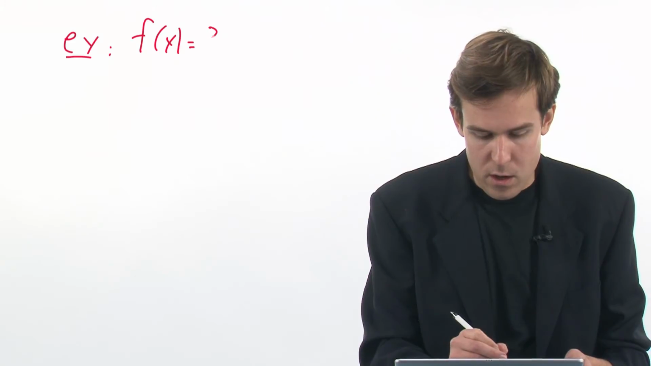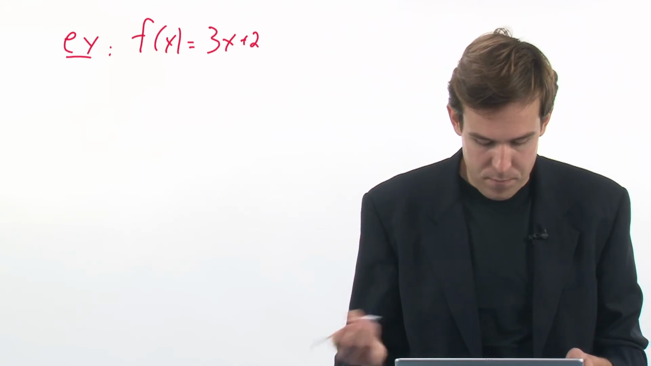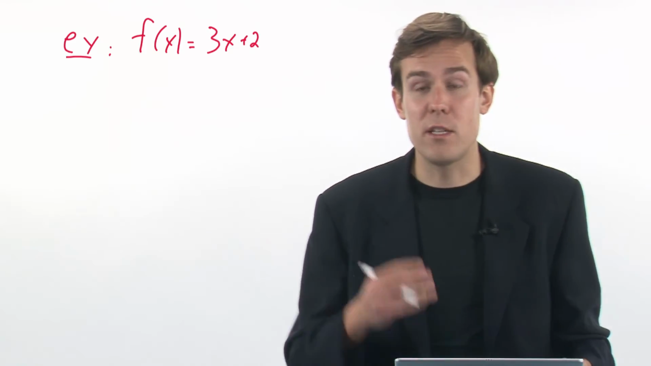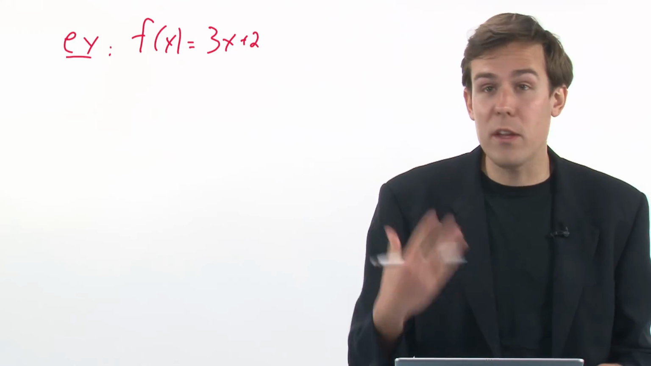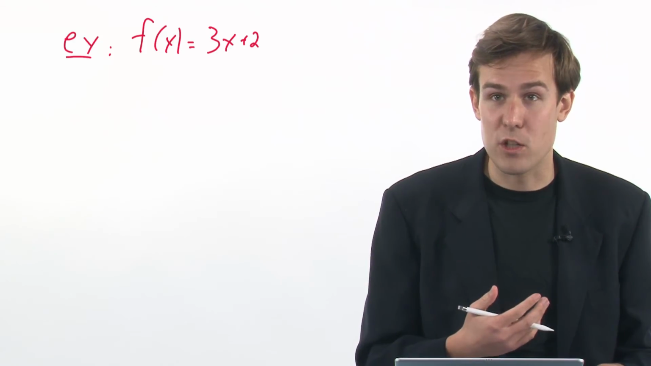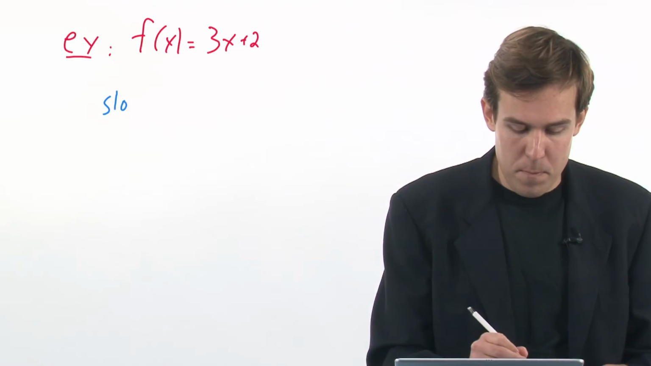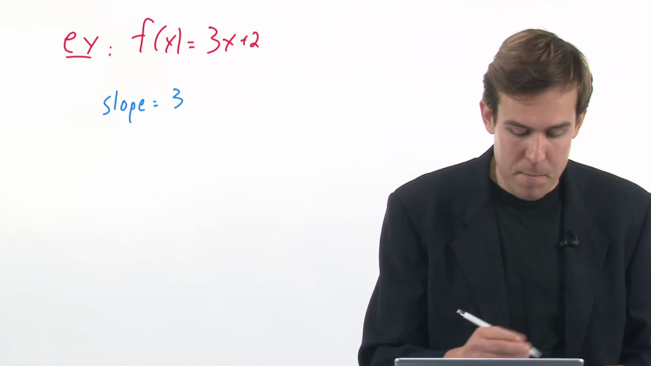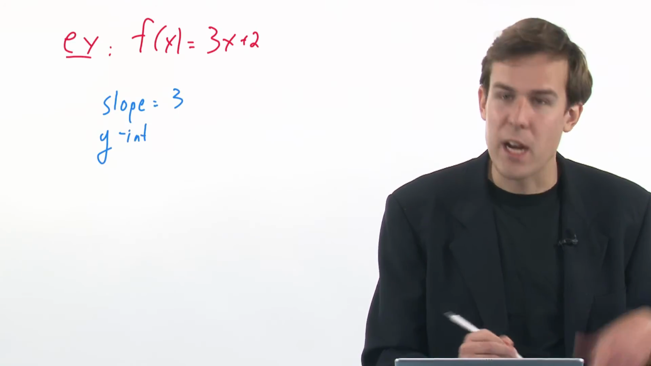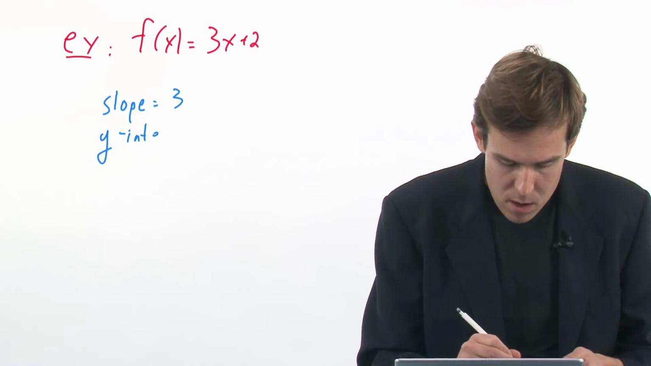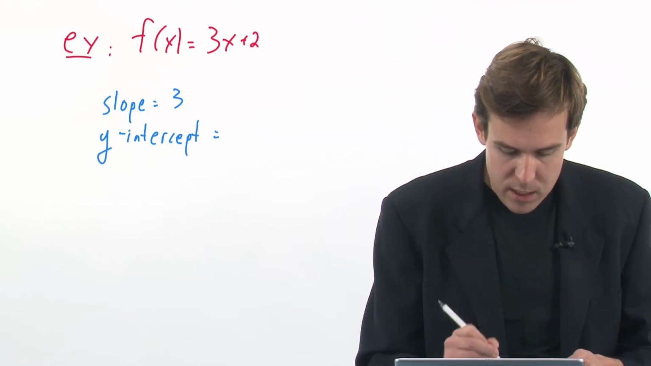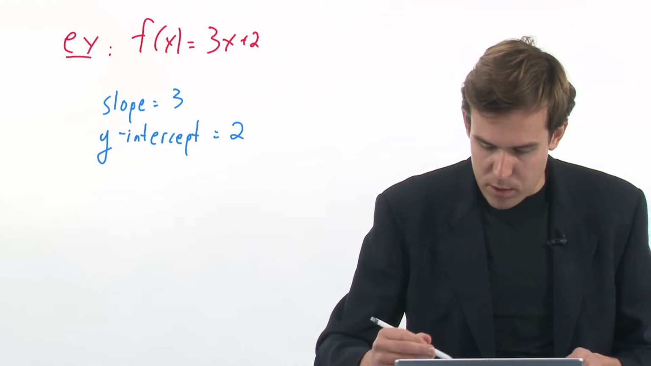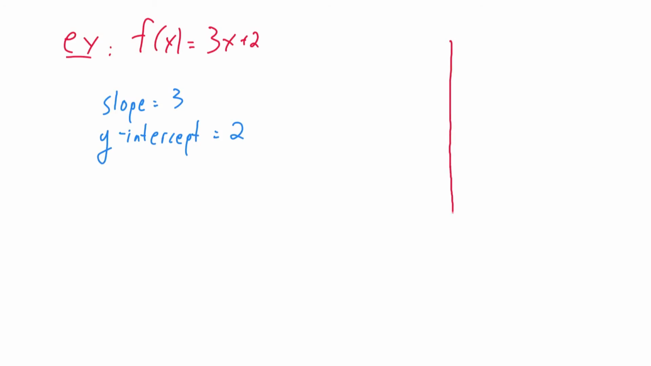Let's take, for example, f of x is just a linear function, 3x plus 2. Now I think in this case it's not even necessary to pick points to plot. All the information I need is contained in the function statement. I know that the slope of this line is given by 3, and the y-intercept, which you could think of as a point on the line, is equal to 2. So with those in mind, I get the following sketch.